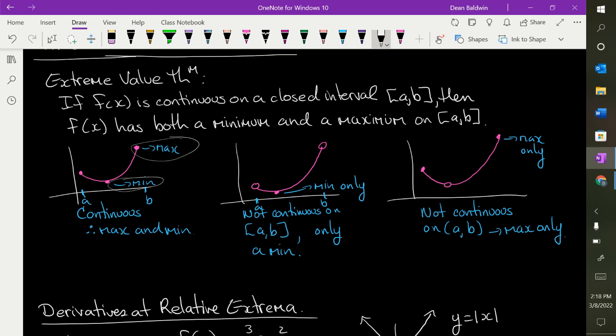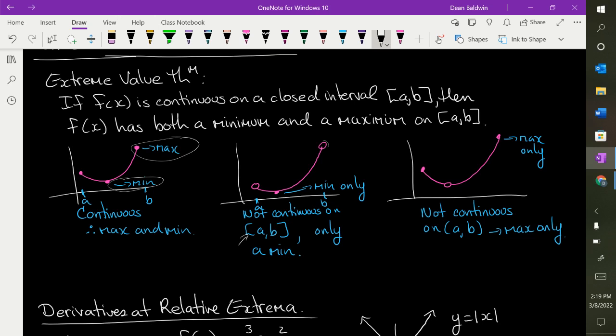If you have a function that is not continuous on the AB, and this is not continuous because, remember, these square brackets include the endpoints, whereas these are open circles, so those points are not included. So we only have a min because you cannot actually reach B. You just keep getting closer and closer, but you never actually get to the maximum.